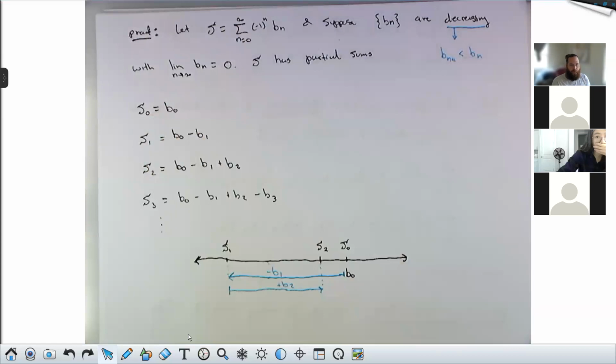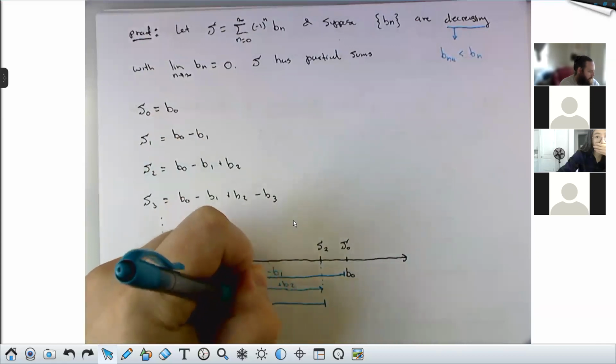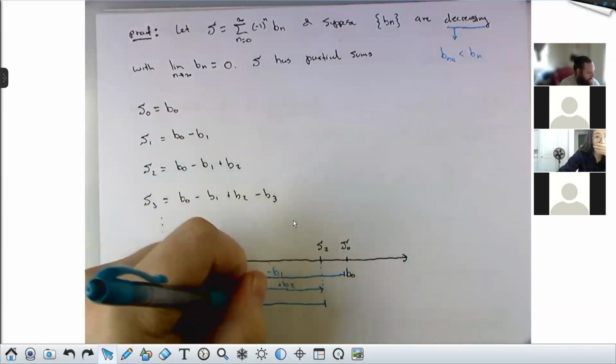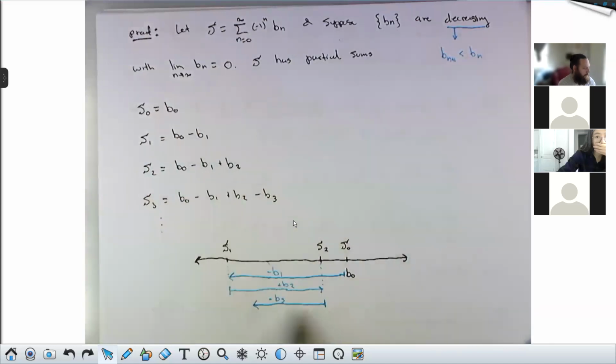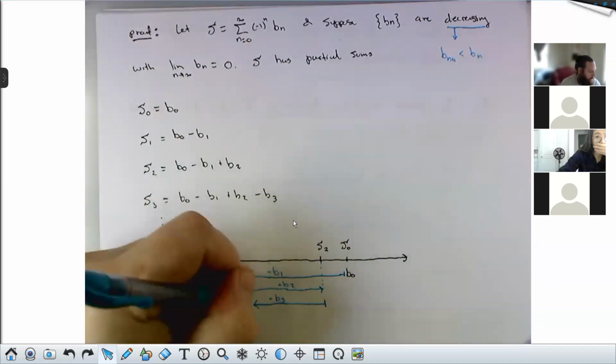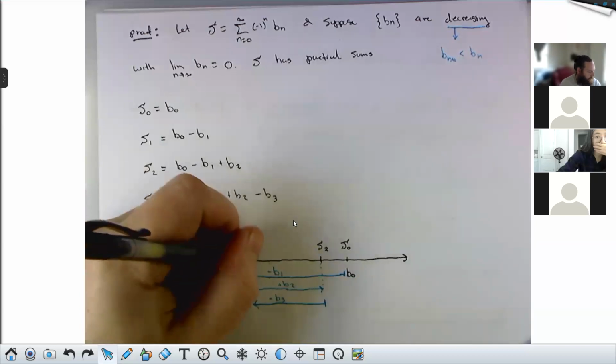And then we keep doing this to go from S2 to S3, right? S2 to S3, you've got B0 minus B1 plus B2 minus B3. So we're going to go back to the left now. We're subtracting. And because B3 is smaller than B2, we're going to stay inside. We're going to come back this way, but the length of this arrow is B3, the length of this arrow is B2, and I know that B3 is smaller than B2. So that means that S3 has to be somewhere in here.